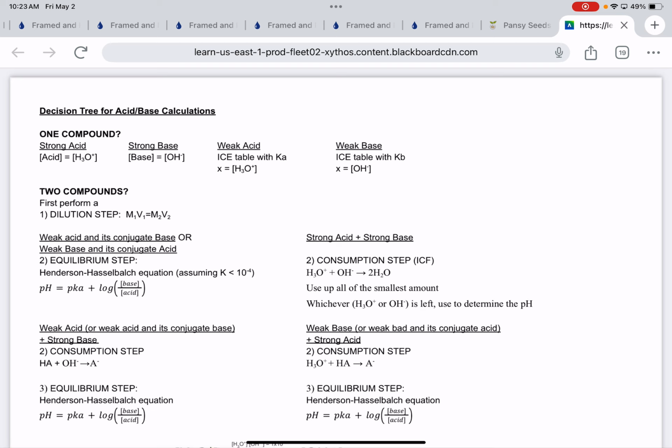Now, notice that it says weak acid plus strong base, which is a titration. It also says or weak acid and its conjugate base. That is because this calculation we're about to do is virtually identical to if we were to add a strong base to a buffer. So we did this calculation on Friday. It is the exact same calculation that we did on Friday. We're just thinking about it as a titration, but it's the same as a buffer calculation. Okay? Dilution, consumption, equilibrium. And the equilibrium, we really just mean the Henderson-Hasselbalch here.